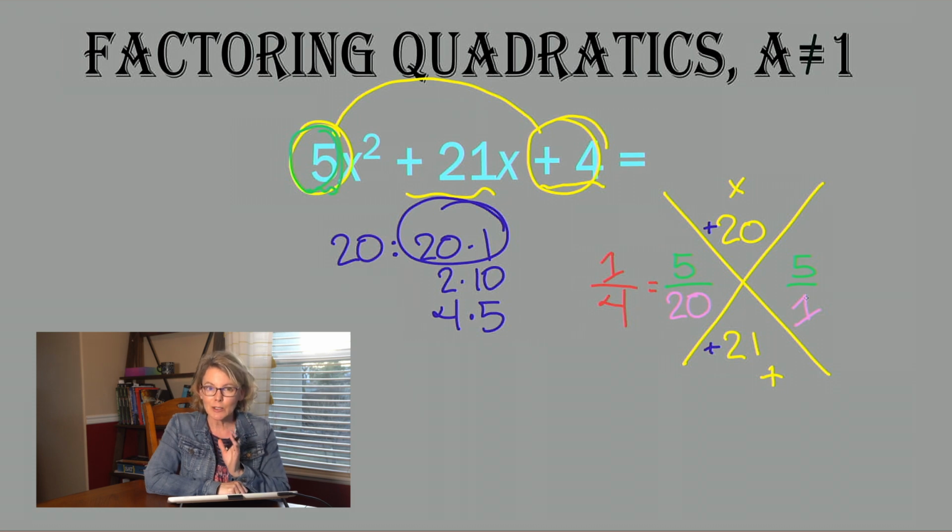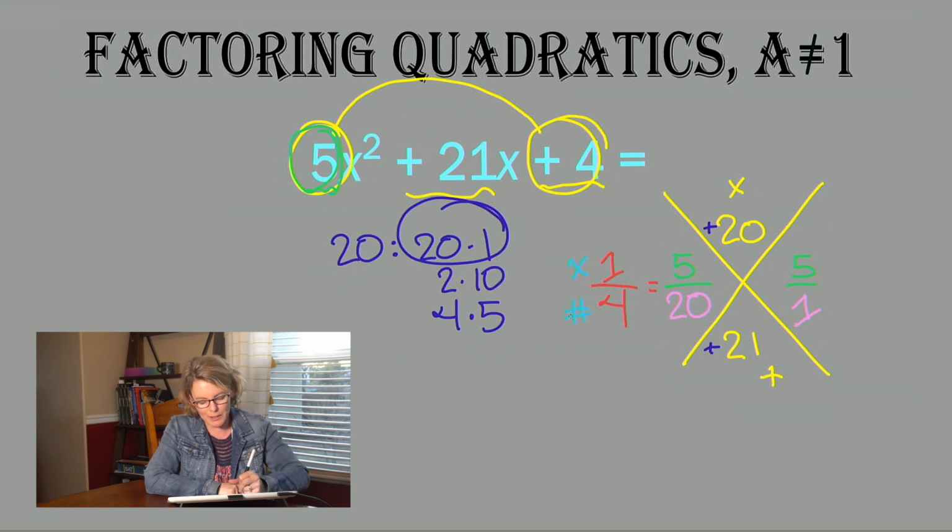Now, this is giving us the recipe for how this is going to factor. The top numbers here are the x values that start in the front, and then the bottom numbers are basically the numbers.